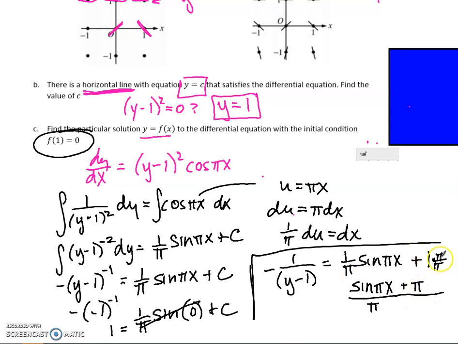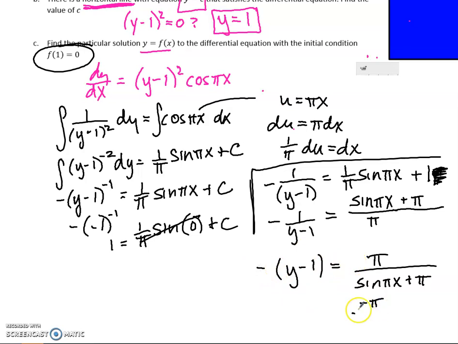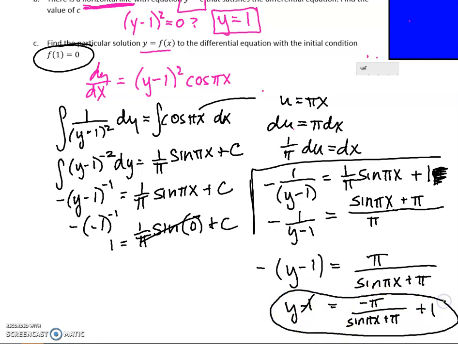So I hope you guys see that. I took the 1 and I made it have a common denominator of pi. That way I could put them together, because then I can flip this side and I can flip this side and it would still be true. You can only do that if the entire side is one fraction compared to one fraction. And then of course this still had a negative. And so then I'll bring the negative over and make it negative pi over this. And then I have y minus 1. And so then I'll add 1. So there's my final particular solution.